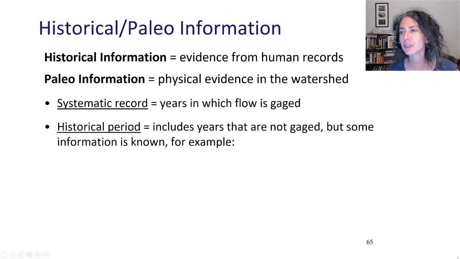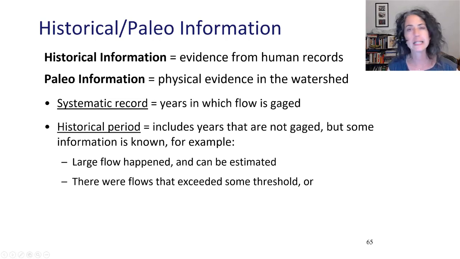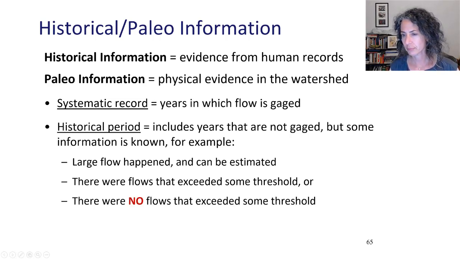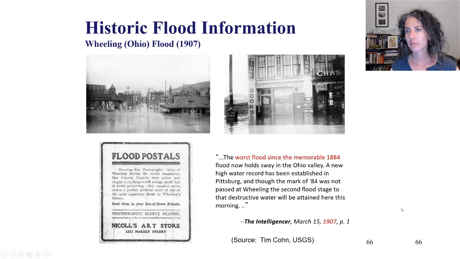And so some examples of historical information: a large flow happened and can be estimated, that there were flows that exceeded some threshold, that there were no flows that exceeded some threshold. That's useful information as well, knowing that flows were lower than a particular value for some additional years. Right, so an example is the 1997 flood event on the American River was known to not have been exceeded since 1862, which is well before the gauge record began.